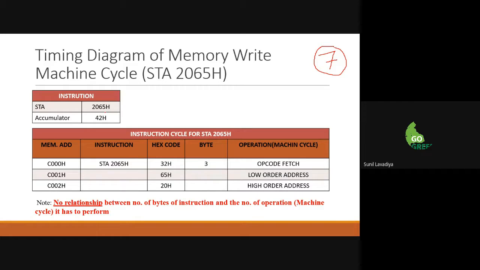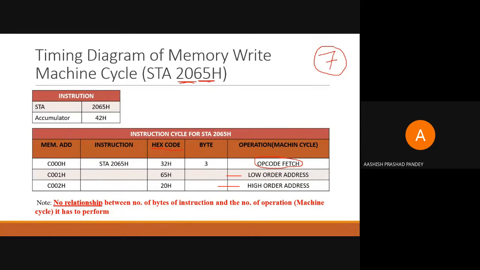What will we do first of all? We will initially do the opcode read part, or you can say opcode fetch part. Then, here 32 hex code is written, but there is no need to remember the hex code. Again, no need to remember hex code. Then what happens in the STA instruction? 65 will be there. It comes in the lower order, and 20 is the higher order. Understood, everyone? Is it clear to everyone?